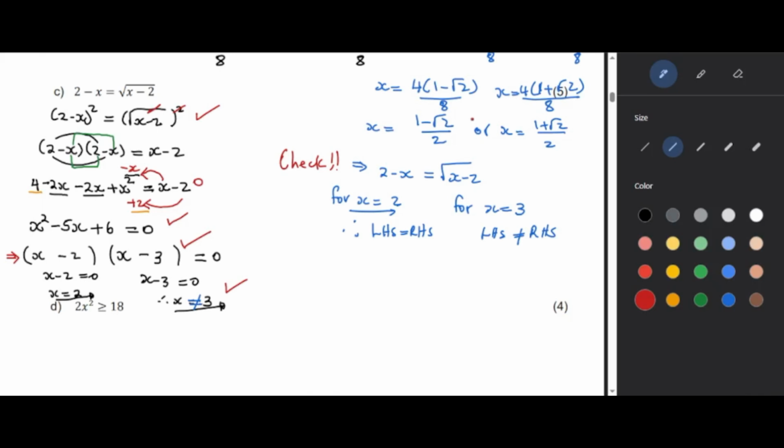So you get a mark for finding your x values, then you're going to get your mark for rejecting. They'll give you a mark for rejecting your answer. Please make sure that you reject your answer.